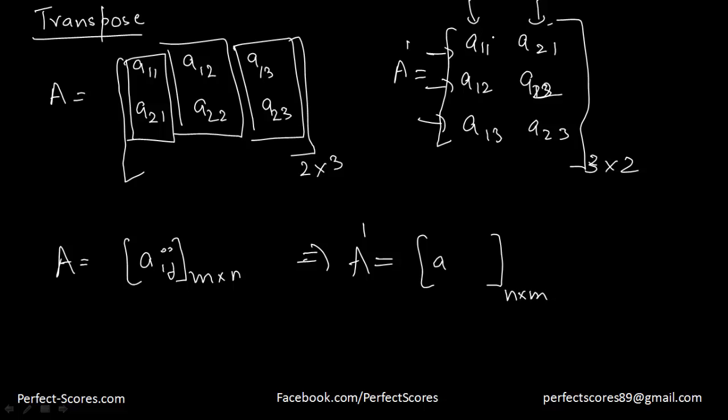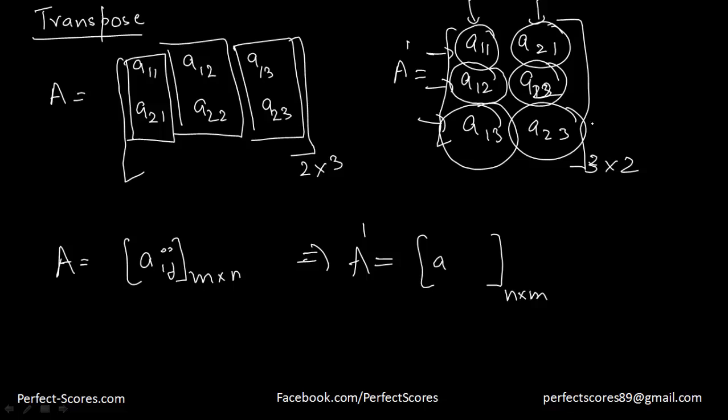And what happens to each element here? See, this is supposed to be A21, but this is A12. This is supposed to be A31, but this is A13. This is supposed to be A12, but this is A21. This is supposed to be A22, so this is A22 only. This is supposed to be A23, but it's A32. This is supposed to be A32, but this is A23. That means each element a i j in the original matrix is going to correspond to the element a j i in the transpose matrix.